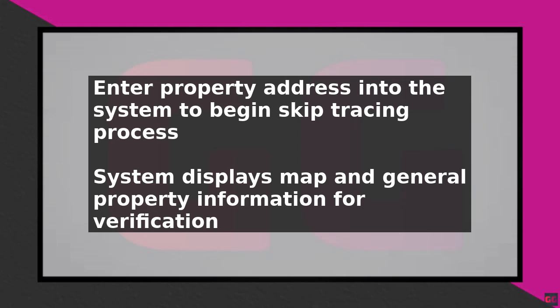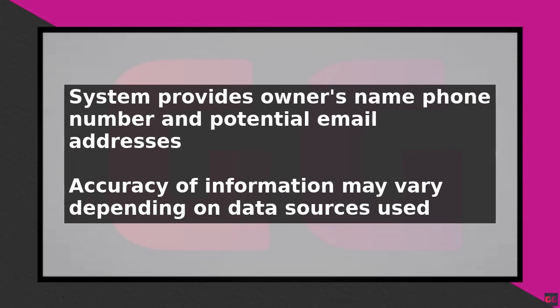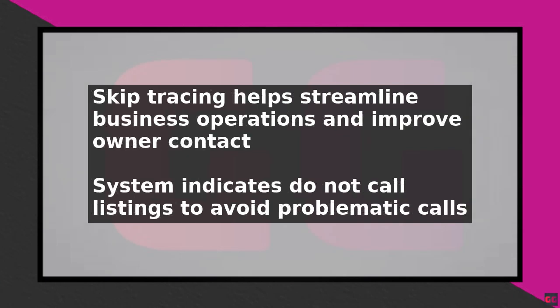The system will then display the contact information for the property, including the owner's name, phone number, and potential email addresses. While the accuracy of this information may vary, it provides a useful means of skip tracing a property. The system will also indicate if a phone number is on a do not call list, helping to avoid unnecessary and potentially problematic calls. Additionally, the system may provide contact information for other individuals associated with the property, which can be helpful in identifying the owner or other relevant contacts.